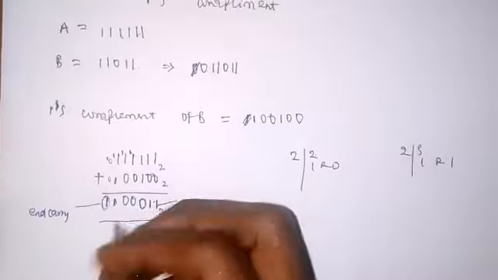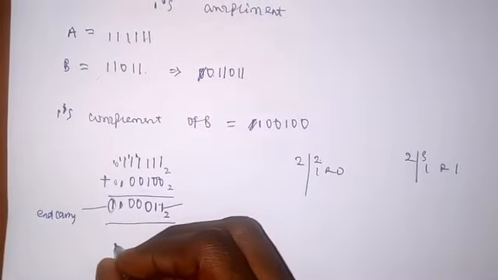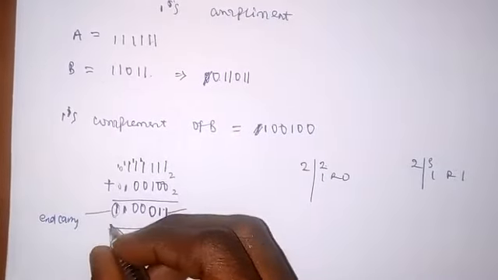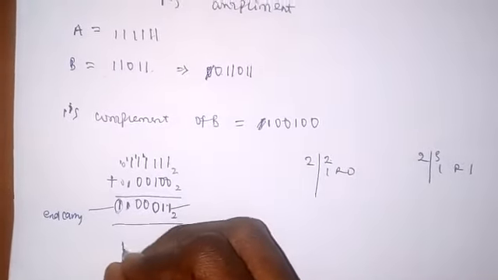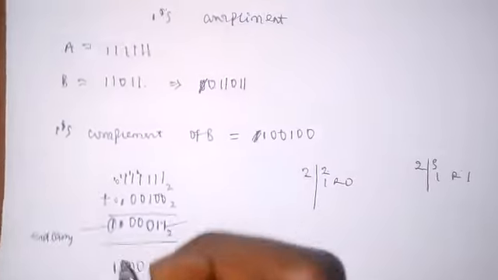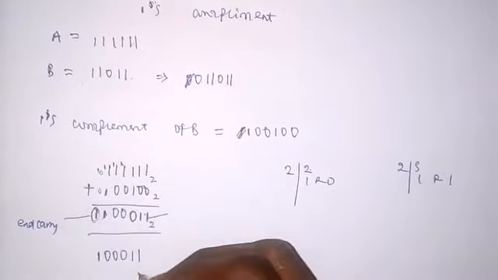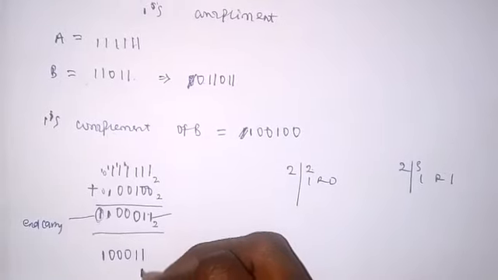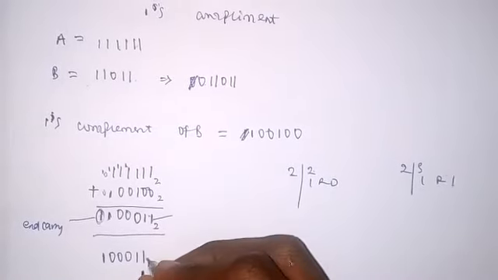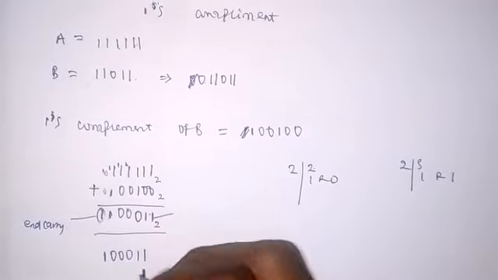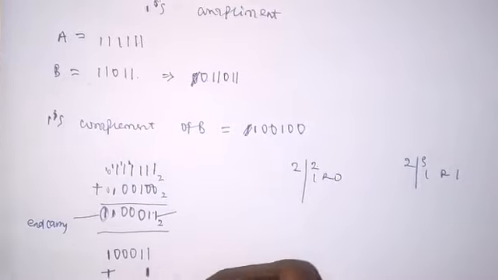Look at what they are talking about. The end carry, you just discard the end carry, not discard it finally. 1 0 0 0 1 1. You're going to add the end carry here. You're going to bring the end carry to the last digit, which is the least significant bit. You're going to add it here.